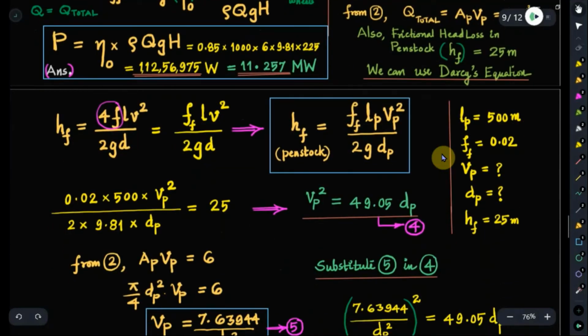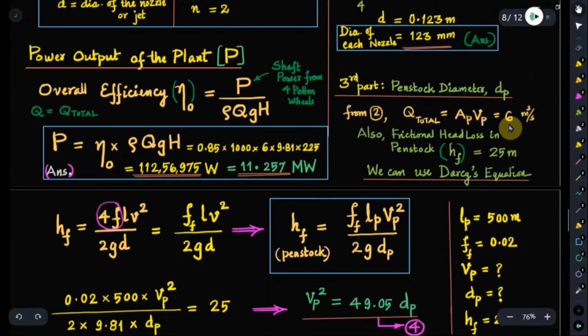Now we can use Darcy's equation to find the diameter. In fact, we will frame two equations and then solve them, because we have two unknowns. The velocity of flow through the penstock pipe, Vp, and the diameter of the penstock pipe, Dp, are both unknown. So we require two equations. One is Darcy's equation and the other is the continuity equation: Q total is equal to the area of the penstock into the average velocity of flow through the penstock.